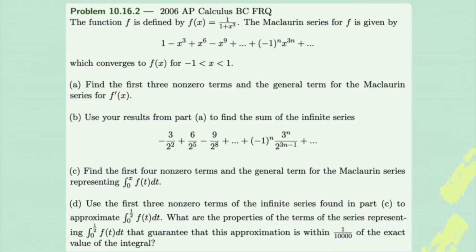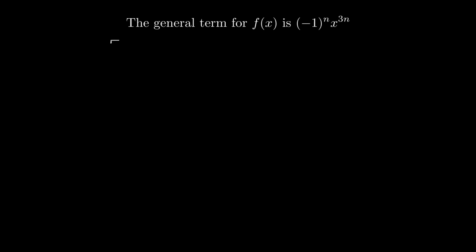solution. So basically in this problem, we have a function f that's defined by 1 over 1 plus x cubed, and then the Maclaurin series for this function is given as 1 minus x cubed plus x to the power of 6 minus x to the power of 9, and so on. And we're given that this converges from -1 to 1. Now we want to find the first three non-zero terms and the general term for the Maclaurin series for f prime of x.